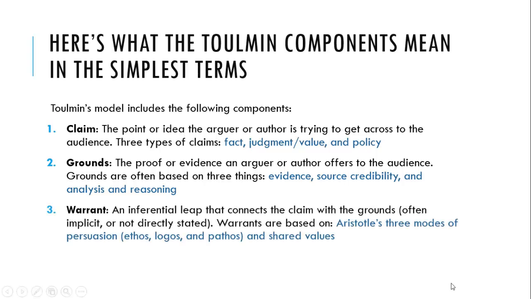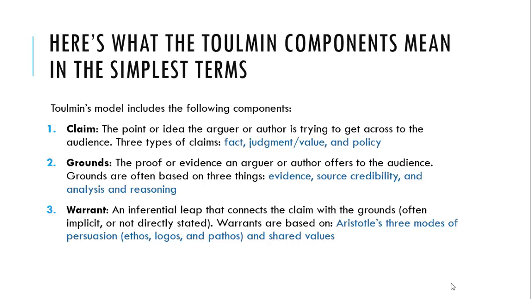And then a warrant. And a warrant is an inferential leap. It basically connects, number 1, the claim, to number 2, the grounds. And it's often implicit, which simply means that it's not directly stated. Warrants are based on Aristotle's 3 modes of persuasion that we've talked a lot about in class: ethos, logos, and pathos, and also shared values. So let's say that the audience that you're speaking to, you'd want to be able to know what kinds of shared values you share with that audience prior to making your argument. You're going to have a higher success rate of actually having your audience understand your point of view if you're able to at least establish a common ground.